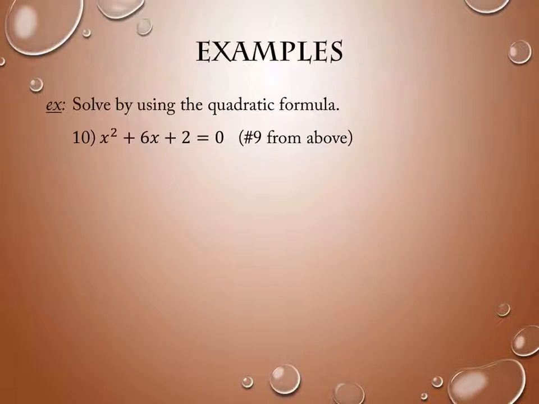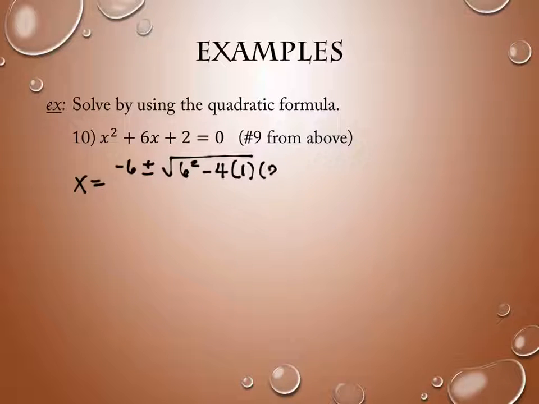Okay, so we have the same problem that we had from problem number 9 above. It's x squared plus 6x plus 2. And we're going to use the quadratic formula now to solve it. And so we're going to take negative b, so that's -6, plus or minus the square root of b squared, so that's 6 squared, minus 4 times a is 1, and c is 2, all over 2 times a is 1.